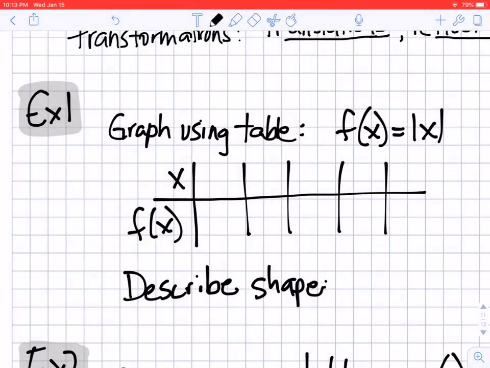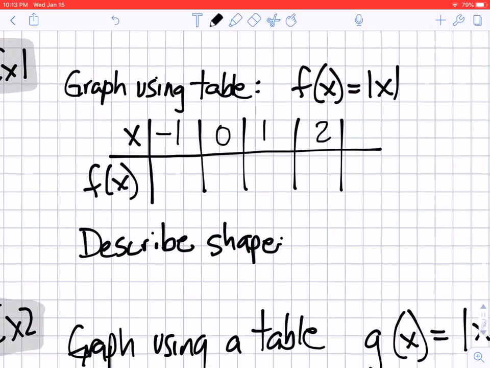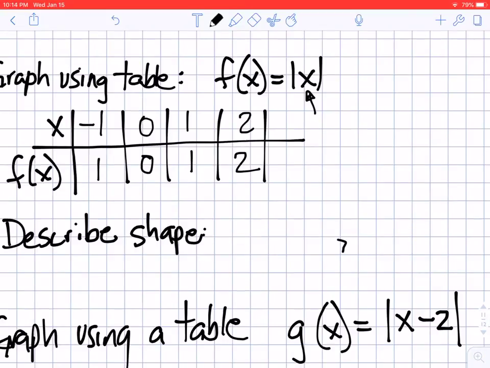We'll start by picking the values that we normally pick for our domain, and I'm going to plug each one of them in. So, putting negative 1 in for x, the absolute value of negative 1 is 1. The absolute value of 0 is 0. The absolute value of 1 is 1. And the absolute value of 2 is 2. Seems pretty straightforward, yeah? So now we'll come over and create a graph of that.